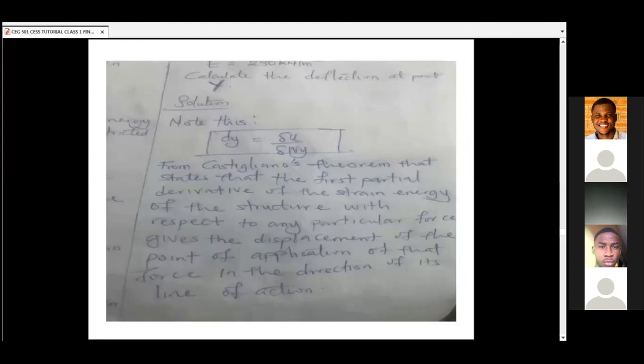But the application of that is what I am trying to bring out in this formula I put into a box. The first partial derivative of strain energy is what I represented with that partial sign, then U, okay? It says with respect to a particular force at a particular point. So that's saying that if a force acts at a particular point in a structure, the partial derivative of the strain energy with respect to that force would be equal to the displacement that force would cause at that point along the line of action of the force. Is that understandable? Yes, sir.